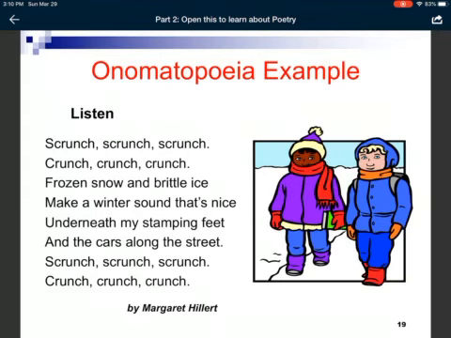Scrunch, scrunch, scrunch, crunch, crunch, crunch. Frozen snow and brittle ice make a winter sound that's nice. Underneath my stamping feet and the cars along the street. Scrunch, scrunch, scrunch, crunch, crunch, crunch.